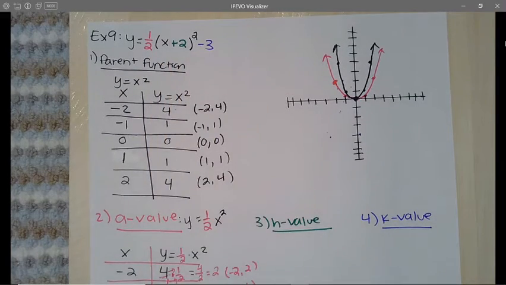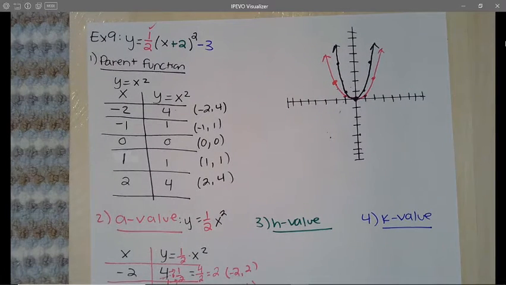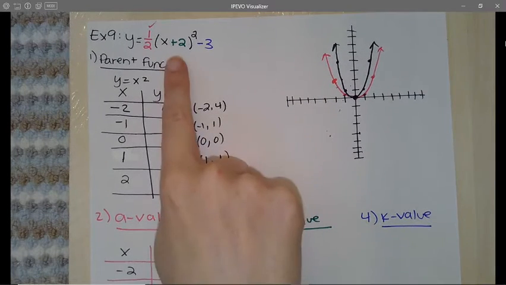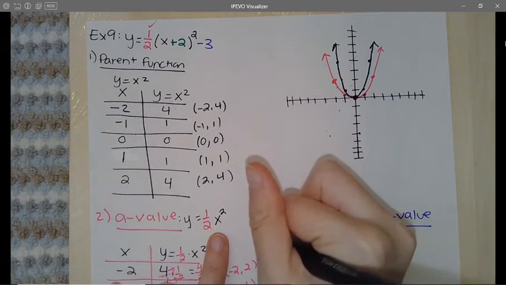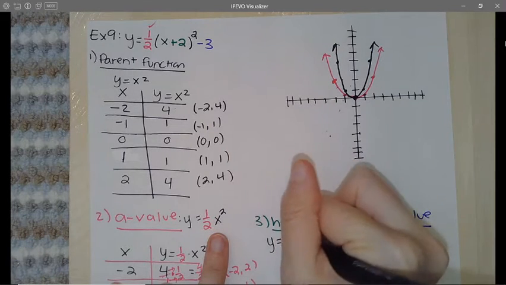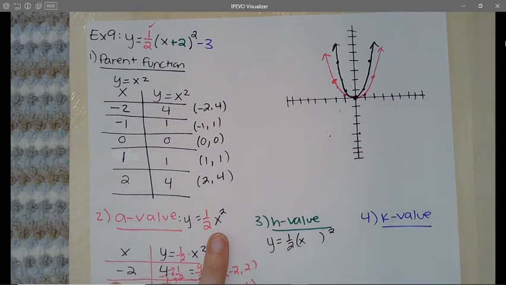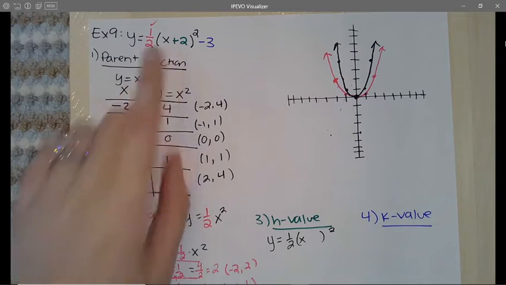Which one of these values represents the h? We've already done the 1/2, so that's done. Well, the h is whatever's added or subtracted to the x, which is this +2. Okay, so I'm going to add the h to my most recent equation, which is this one. So we have y equals 1/2 x squared, and I'm simply going to add on the h, which is the +2.